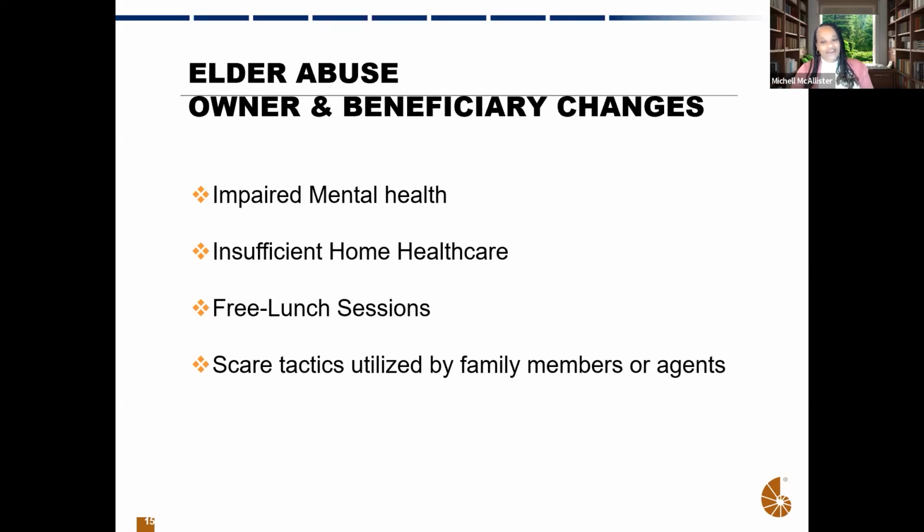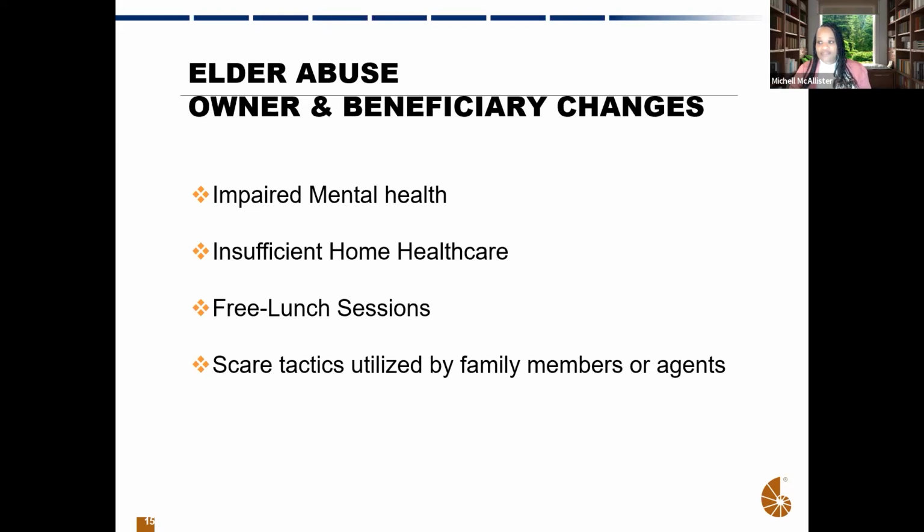Also, there are scare tactics used by family members or agents urging the elderly to sign up for this policy. They're not really sure what's going on. They, again, may be mentally impaired, and you know they're trusting in this family member or maybe this agent friend of the family, and they're signing up for this policy not knowing what they're getting. So that does happen a lot.